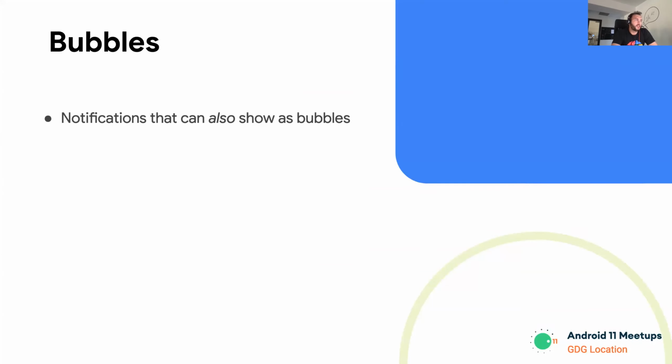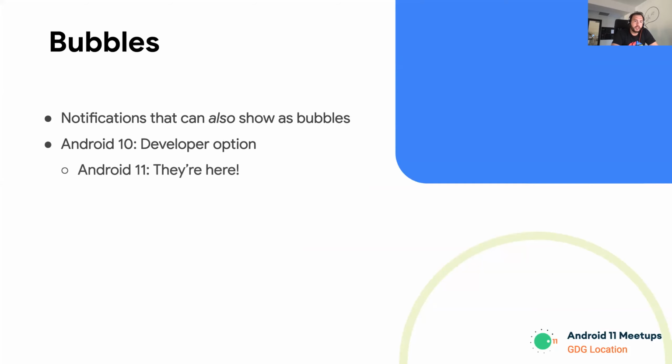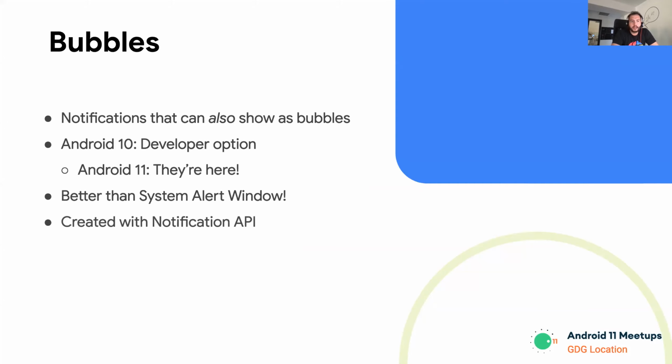Basically, notifications can be promoted as bubbles, and in Android 10, this was a developer option. You could always do it like that, but with Android 11, they're here for everyone to use. Overall, they're a much better system than the Android system alert window, which is what was used before. We create them using the notification API, and it allows us to provide all the necessary metadata, so this ends up exactly as we want it to. It also allows us to specify a dedicated activity.